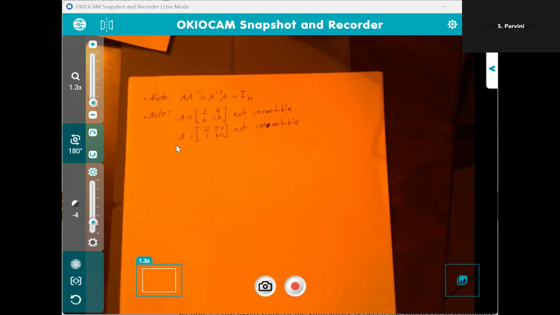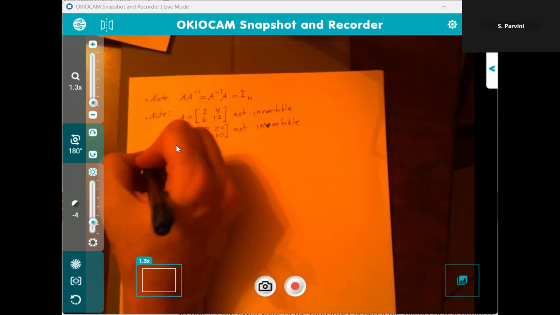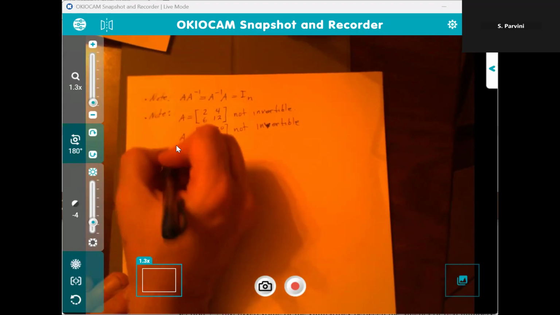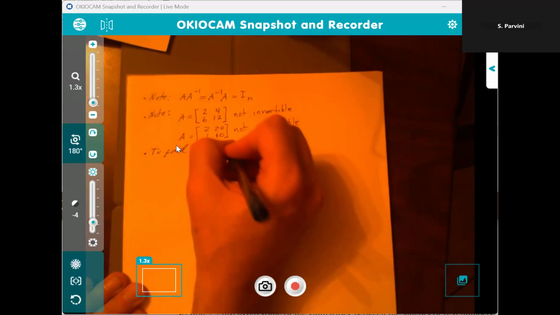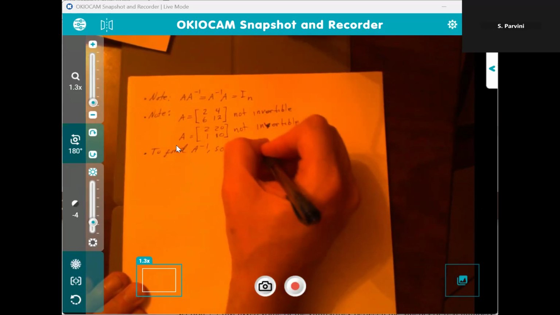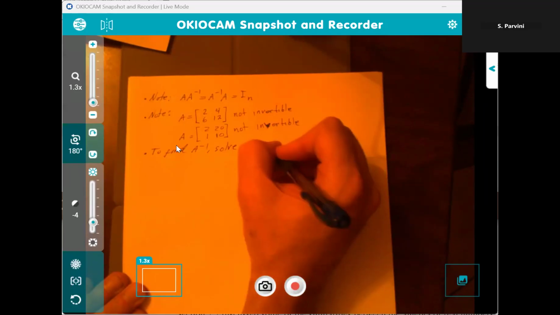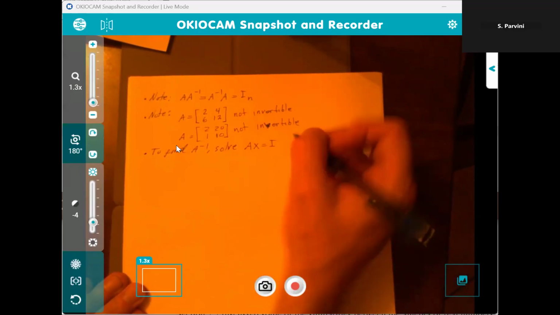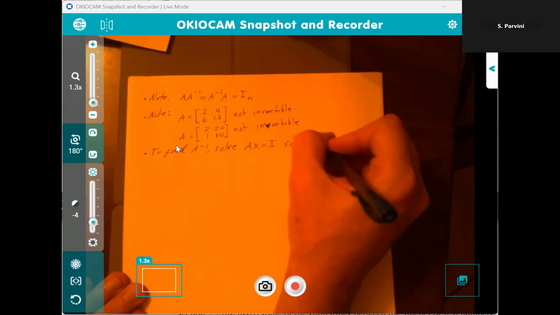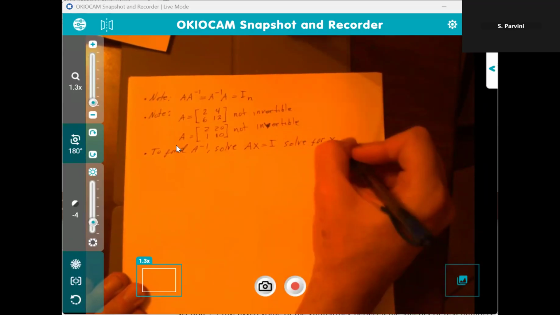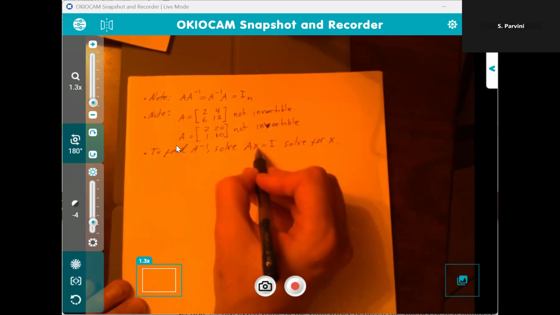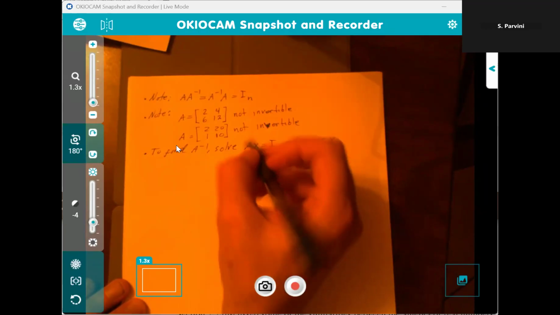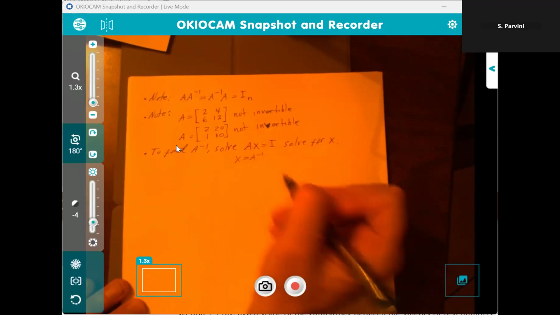Now, let's see. So how are we going to find this inverse? Okay, so let's talk about that. In order to find the inverse, we're going to actually solve a system of equations, AX equals I. And then we're going to solve this for X. Once we solve for X, because remember, A times X is identity, so X must be the inverse. Therefore, X has to be A inverse.